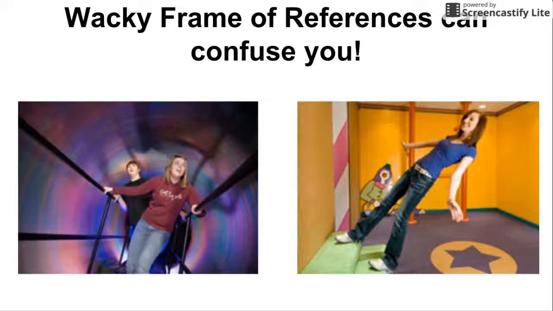There's also amusement parks where they have rooms tilted. And your brain is used to seeing rooms where the walls and the floors are at 90-degree angles to one another. And when everything gets tilted, your frame of reference ends up a little bit off. And it's really difficult to walk in these rooms.